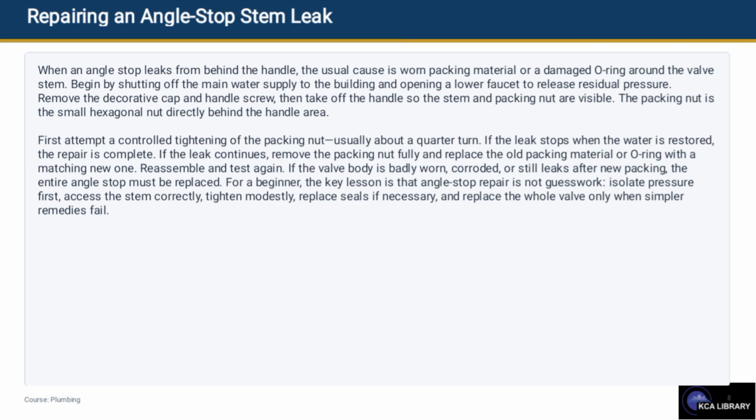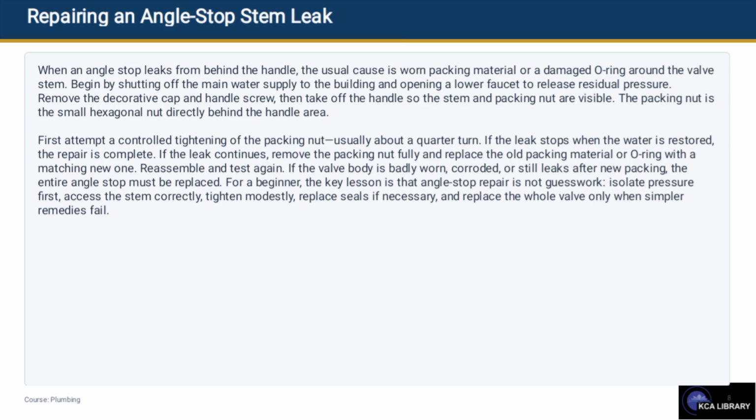The packing nut is the small hexagonal nut directly behind the handle area. First attempt a controlled tightening of the packing nut, usually a quarter turn. If the leaking stops when the water is restored, the repair is complete. But if the leaking continues, remove the packing nut fully and replace the old packing material or the O-ring with a matching new one. Reassemble and test again.